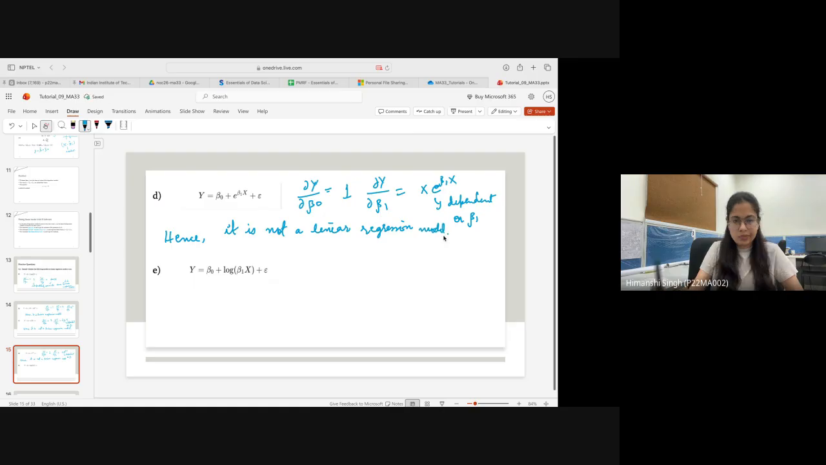Now I've done four questions. Now you just do the next one, the fifth one. Y equals beta naught plus log of beta 1 x plus epsilon. What about this model? Is it a linear regression model or not?